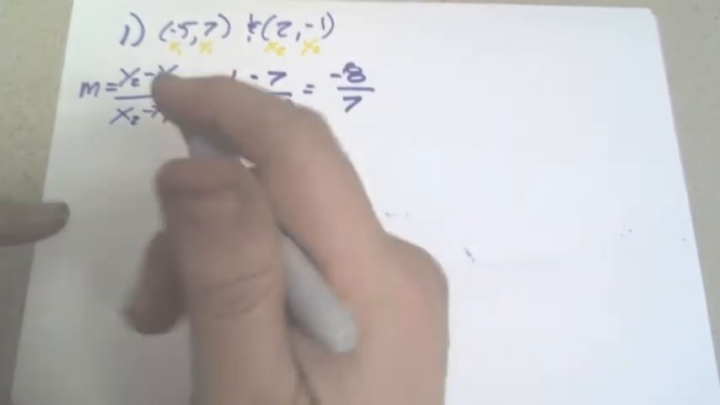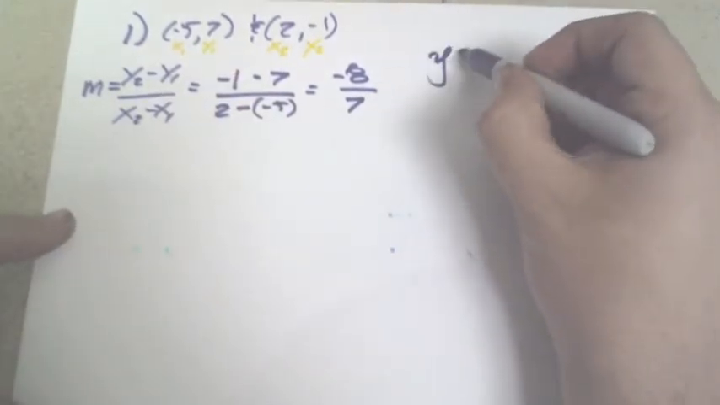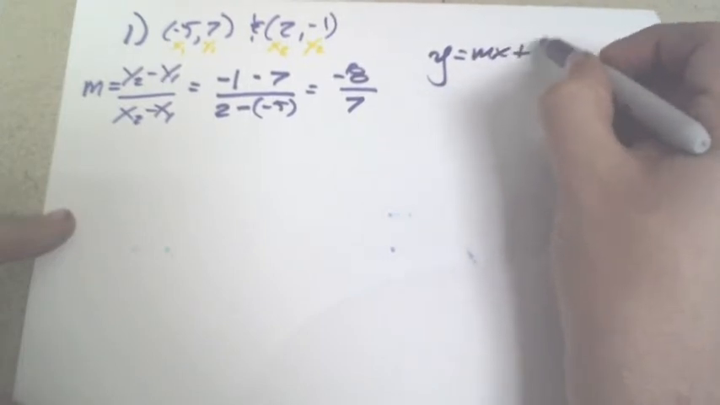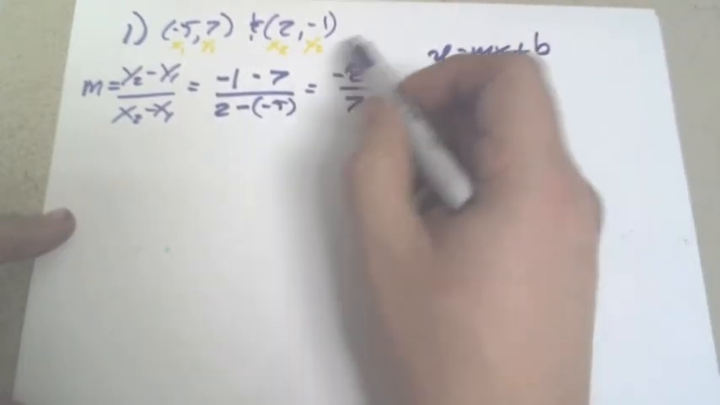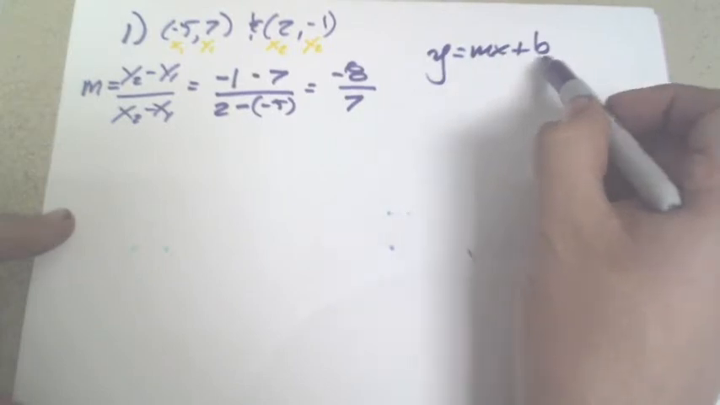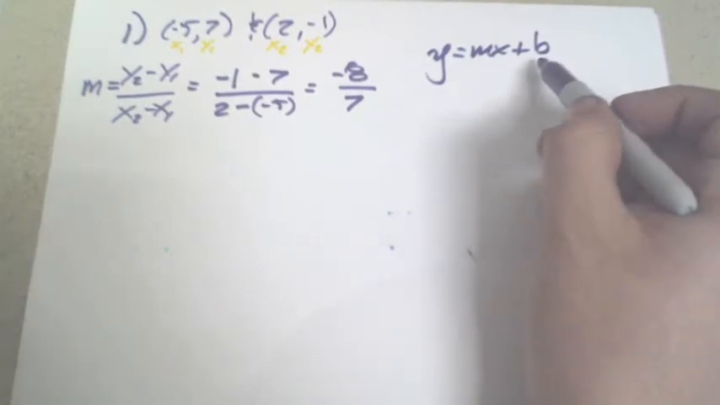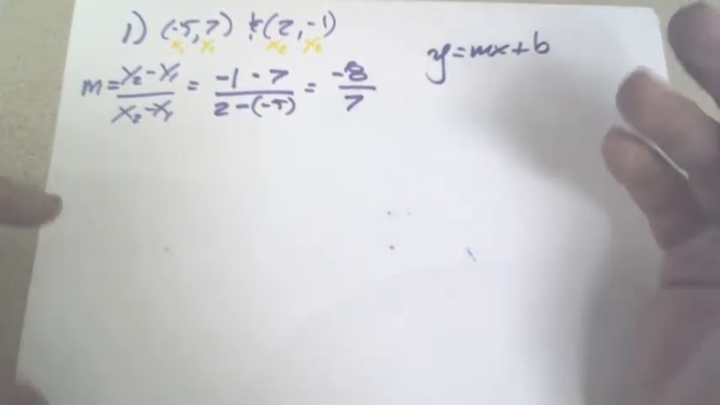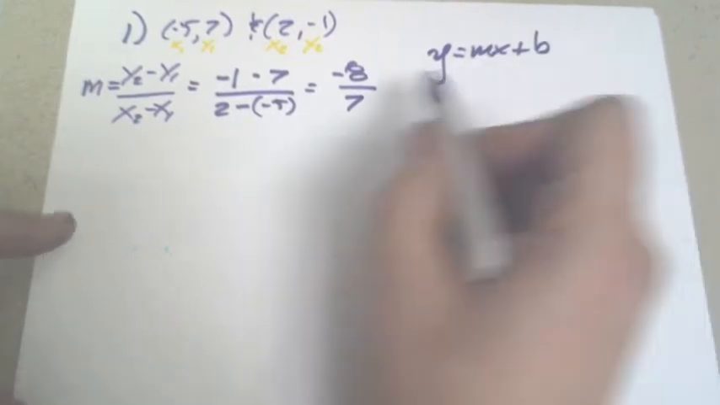To build the actual line, we know it has to be of the form y equals mx plus b. That -8/7 is our m. We have to find that b. We can do it in a couple different ways. I think I illustrated them in your quiz thing. Any of the methods are fine.